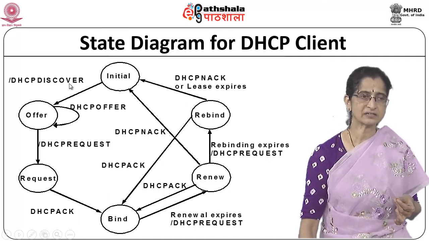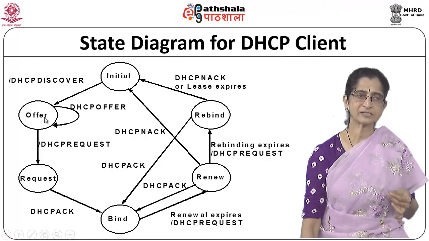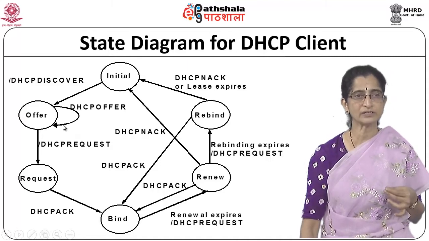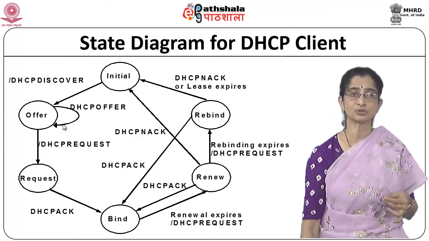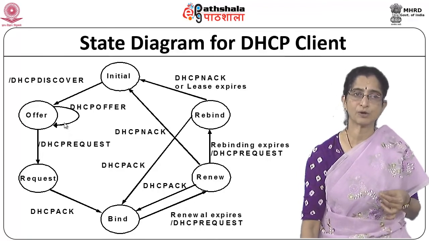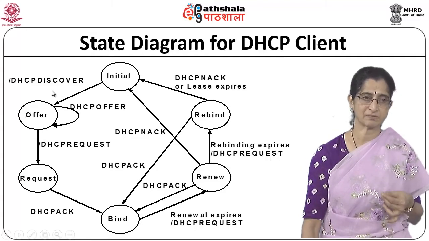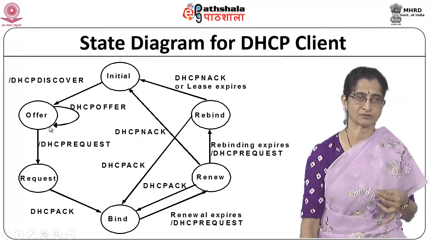So on sending a DHCP discover message, it goes into an offer state. In this state, it is basically waiting for DHCP offers to come. Now remember that you could have more than one DHCP server connected to that network. So there can be more than one DHCP offer that could come to a particular device when it sends out the DHCP discover message.